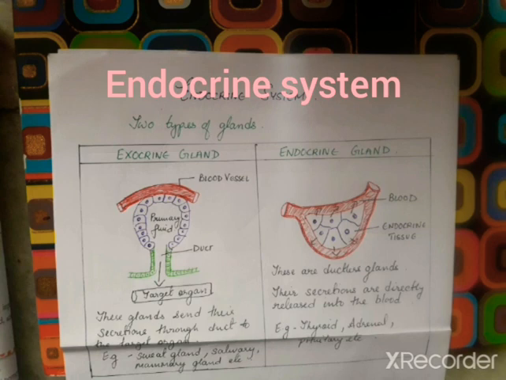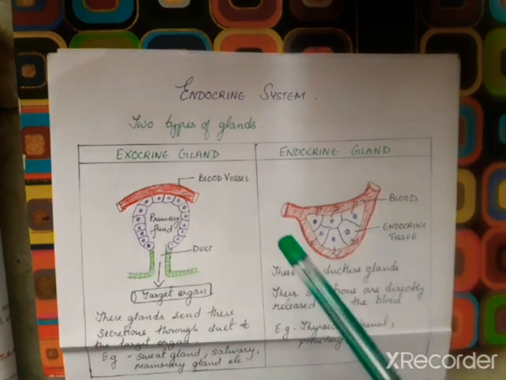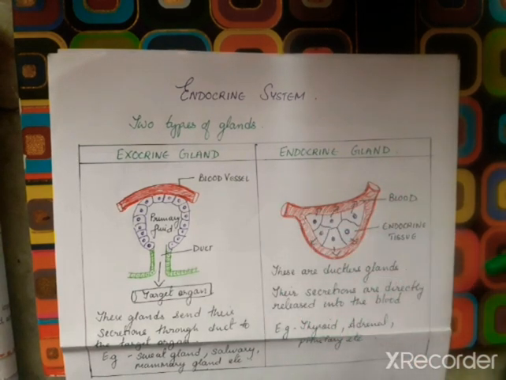All right, so the endocrine system works in coordination with the nervous system. You all have studied the nervous system, isn't it? So to regulate different body functions like metabolism, growth and reproduction, the hormones are secreted by endocrine glands that together make up the endocrine system.